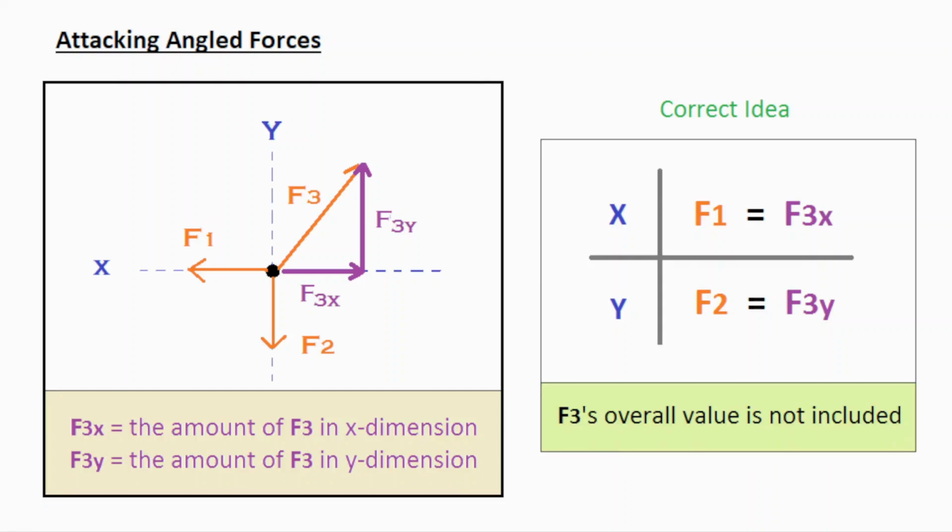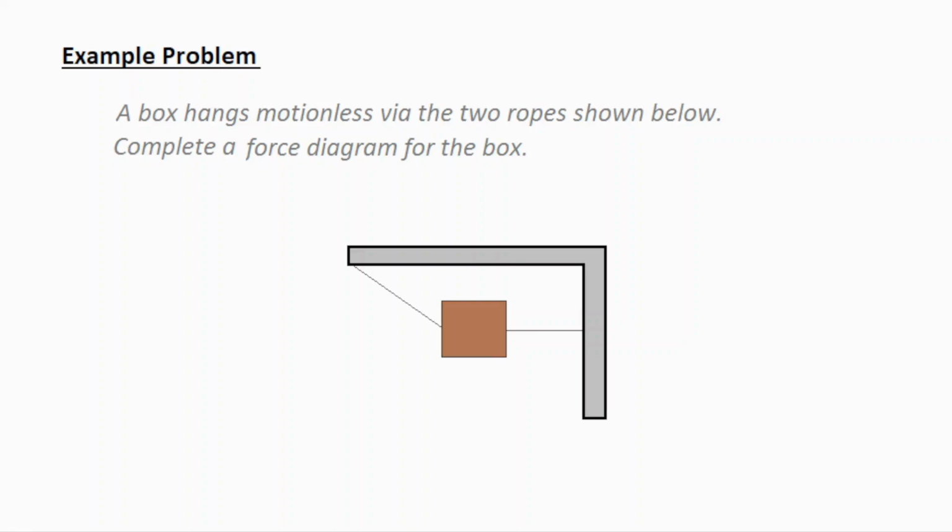Notice that the overall value of F3 is not included. I use that up to get my components, and it is the components that go in the equations. Let's look at an example. Here we have 2 ropes that are tied to a box that hangs at rest.